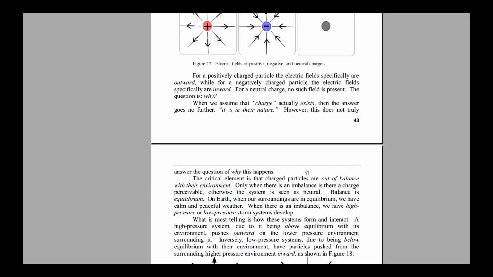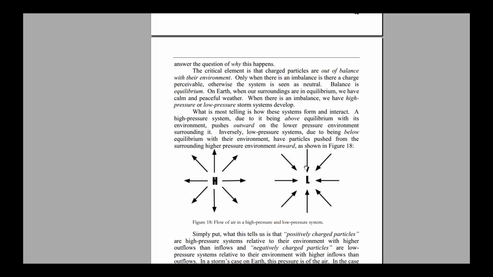The critical element is that charged particles are out of balance with their environment. Only when there is an imbalance is there a charge perceivable. Otherwise, the system is seen as neutral. Balance is equilibrium. On Earth, when our surroundings are in equilibrium, we have calm and peaceful weather. When there is an imbalance, we have high pressure or low pressure storm systems develop. What is most telling is how these systems form and interact.